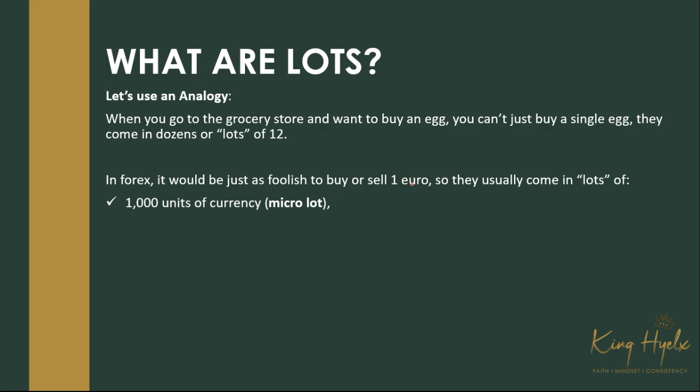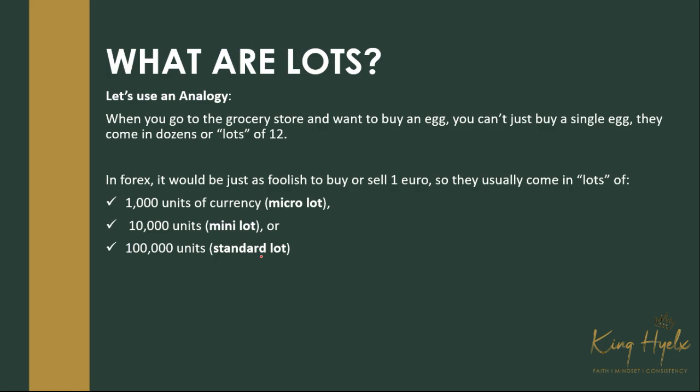Now, when you're buying 1,000 units of the currency, like you're buying 1,000 euro, it's called a micro lot. When you're buying 10,000 units of the currency, like euro, it's called a mini lot. When you're buying 100,000 units, it's called a standard lot.